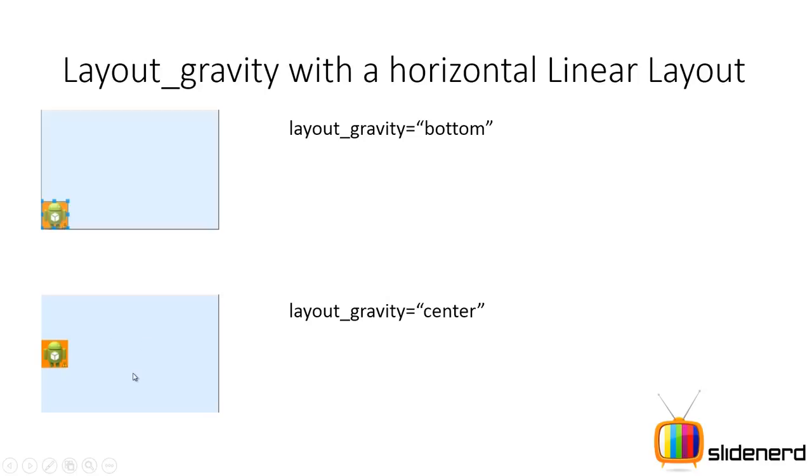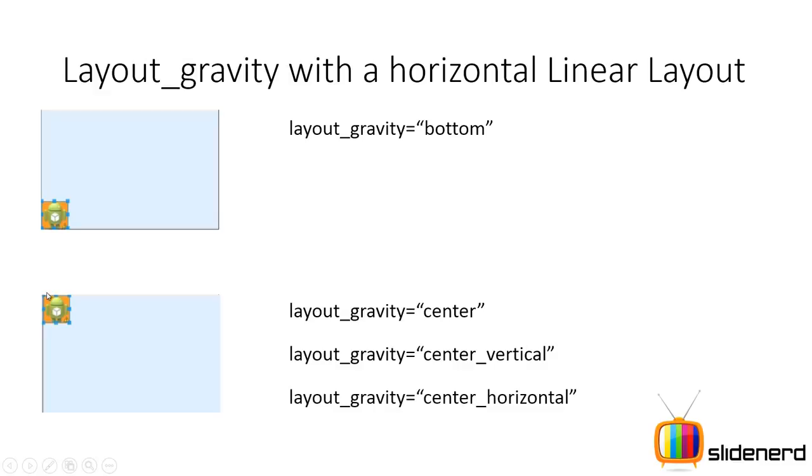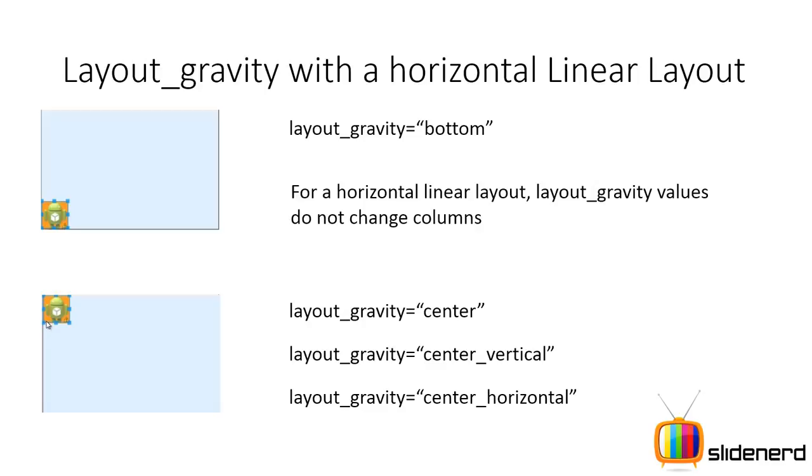But as I said, layout gravity does not allow the image to change columns, so it remains stuck in the center vertical zone, right? If you say center vertical, it's the same thing you're gonna see. But now if you say center horizontal, then what is gonna happen is it's gonna stay and come back to the default location. Now as I said, center horizontal for a horizontal linear layout is not supported. It doesn't work. So when you put a value like that, simple, Android doesn't give you any errors. It just places the view back in the default location, right? Remember, for horizontal linear layout, layout gravity values do not change columns.